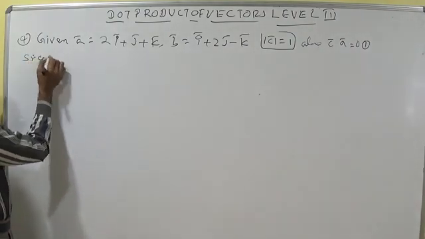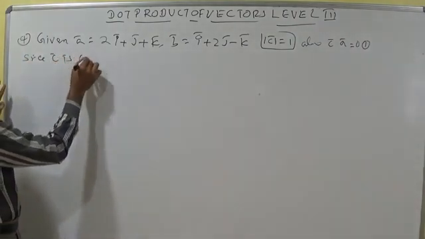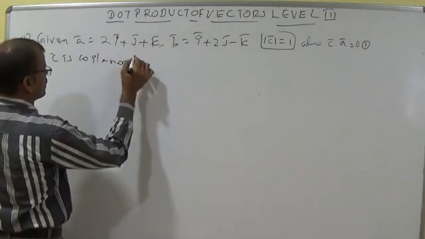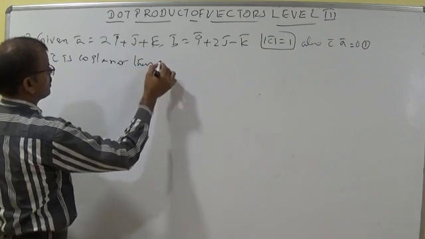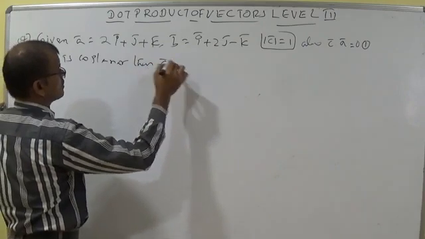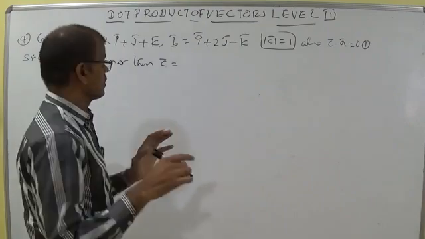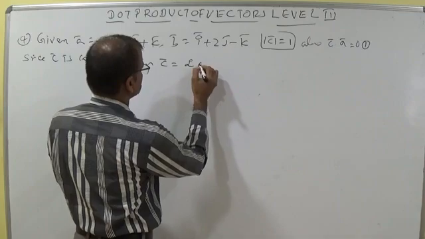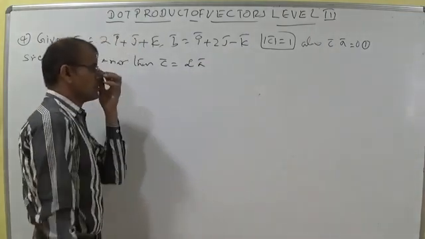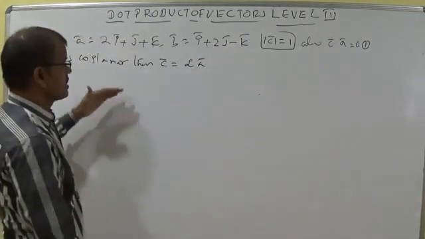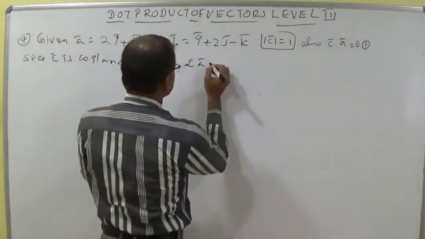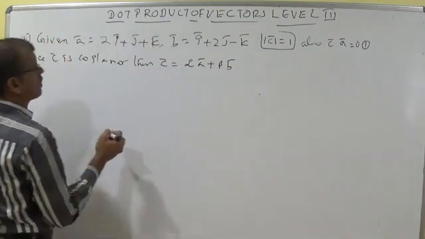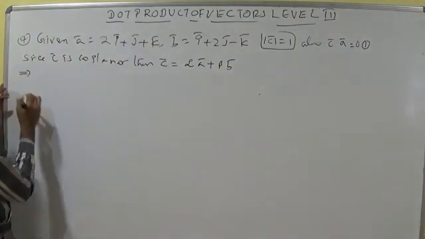Since C bar is coplanar, C bar can be written as a linear combination of the others, that is, with scalar products. One vector can be expressed as a linear combination of the other two. C bar is equal to alpha A bar plus beta B bar, where alpha and beta are scalars.